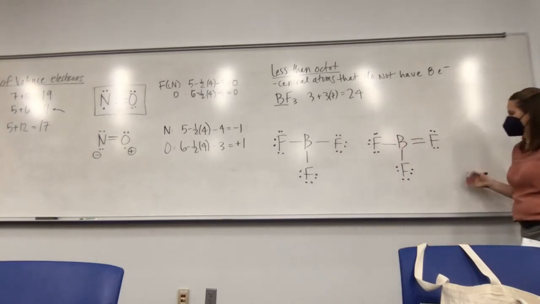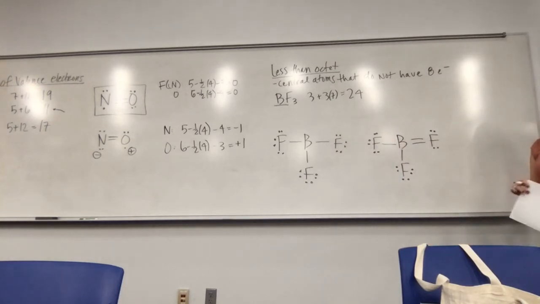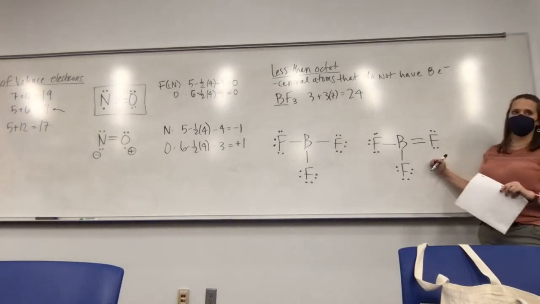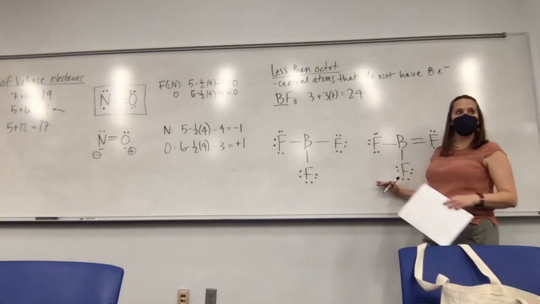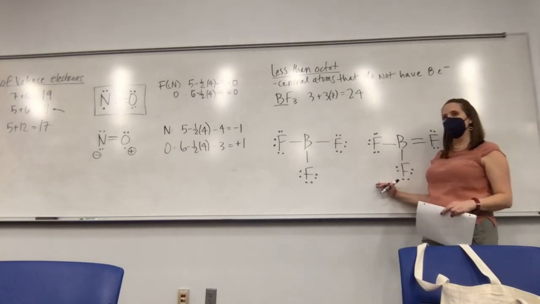So now everyone has octet. This makes the octet rule happy. Obviously, we're talking about violations, so let's talk about why this structure is not the preferred structure. It has octet, but it is not preferred.